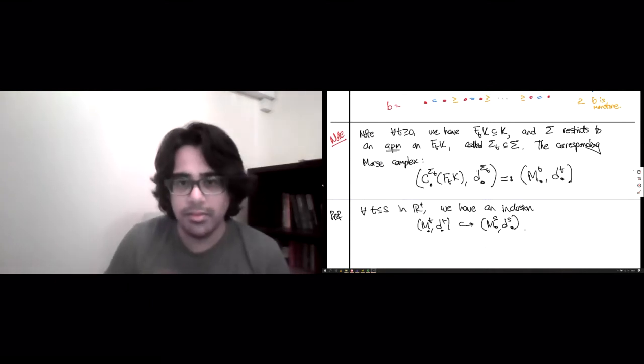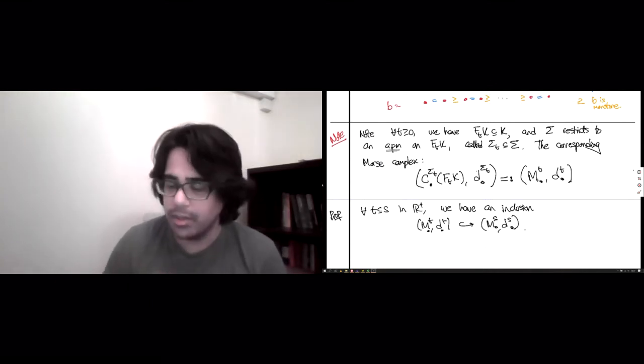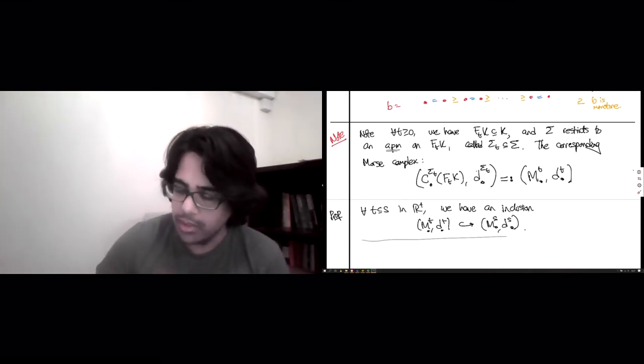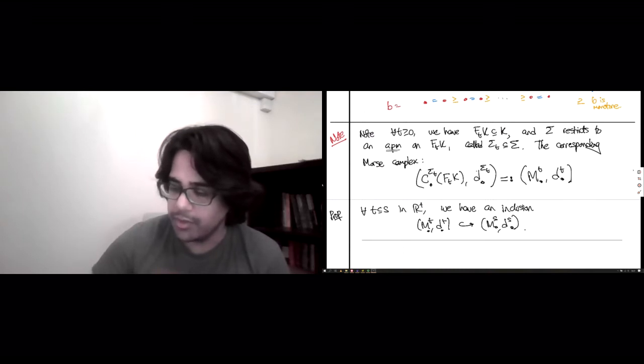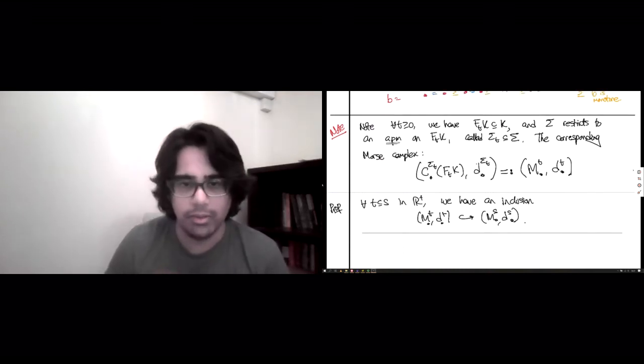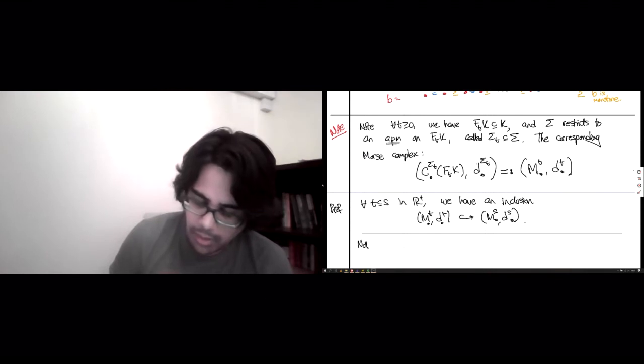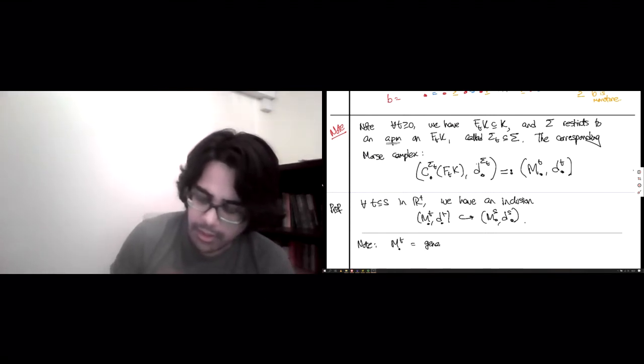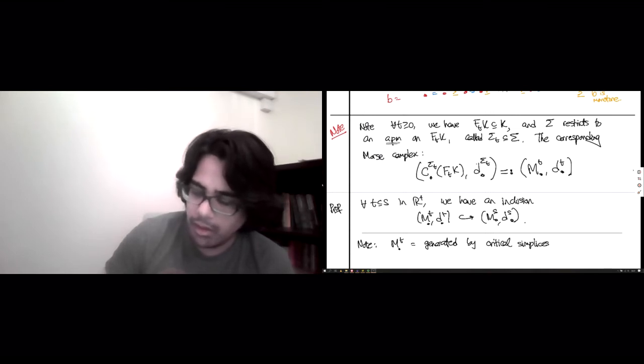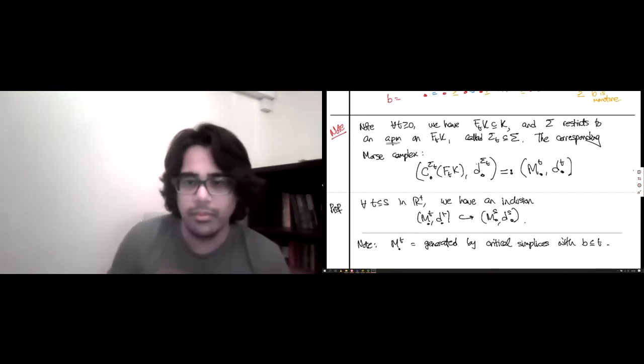So this is a chain map, so it's an inclusion of chain complexes. That's what we'd like to show. So on the level of the chain groups, there's no doubt, right? So MT is generated, this is the vector space generated by critical simplices with b values less than or equal to t.